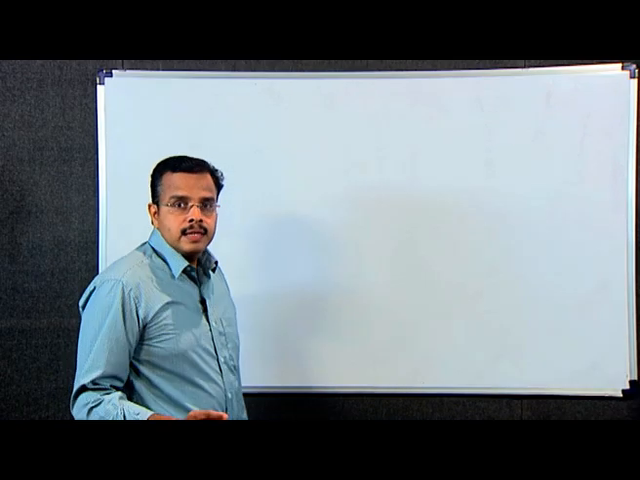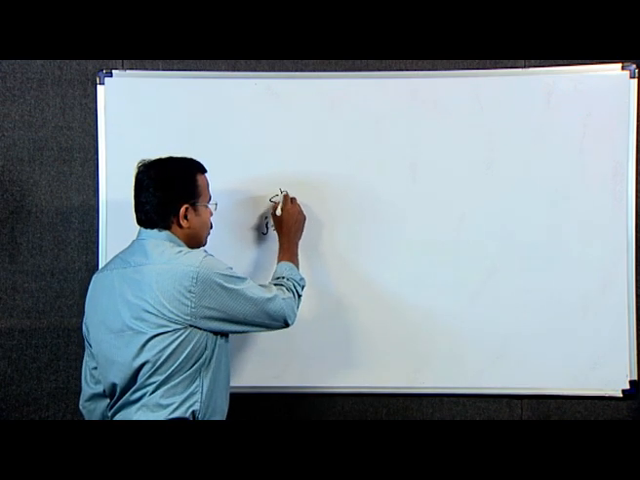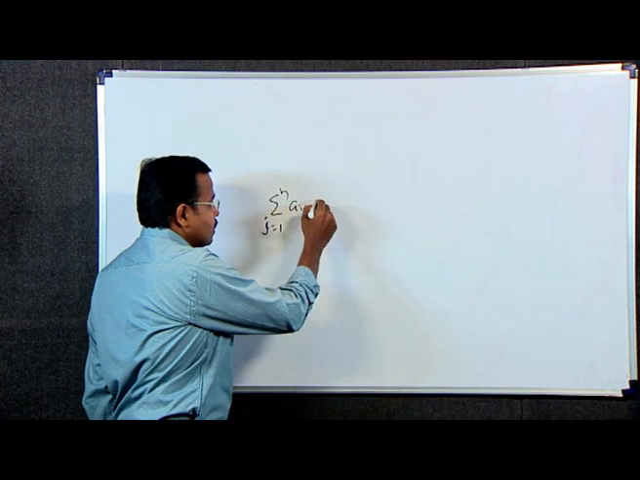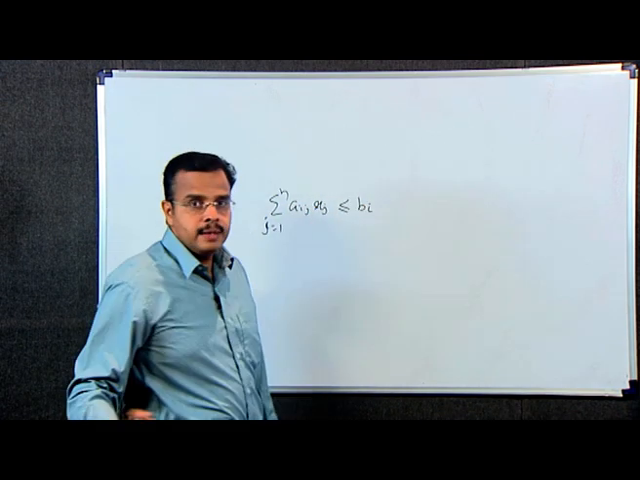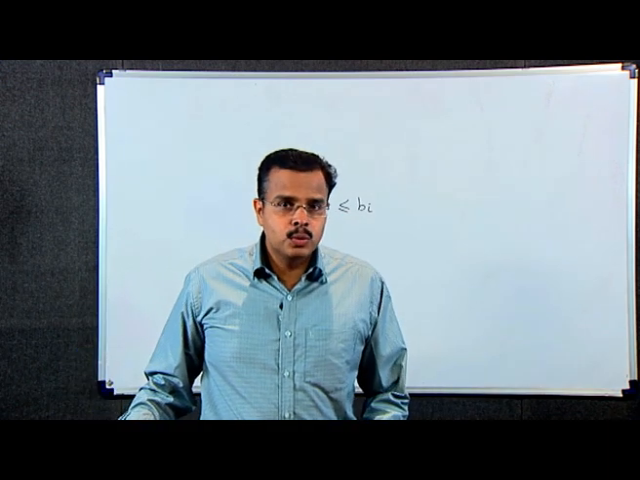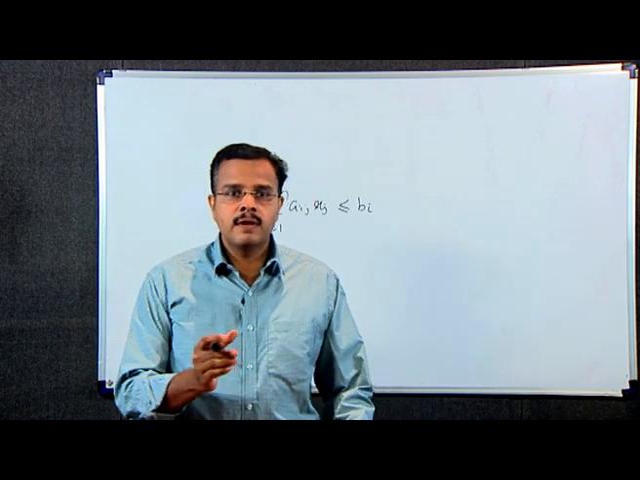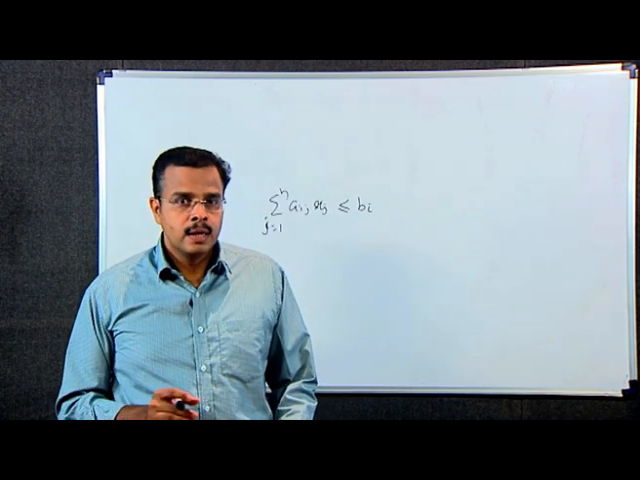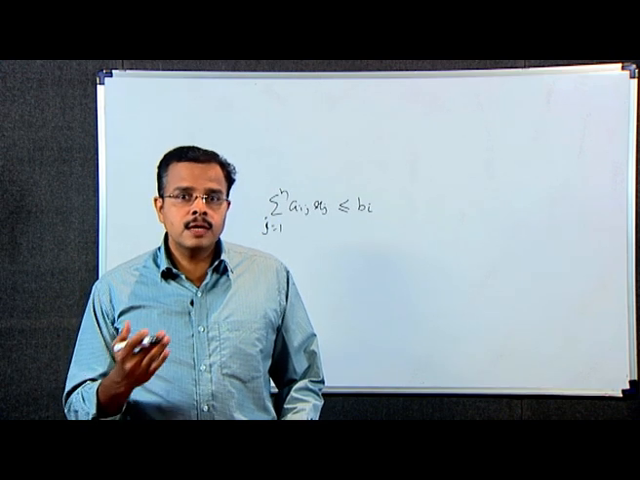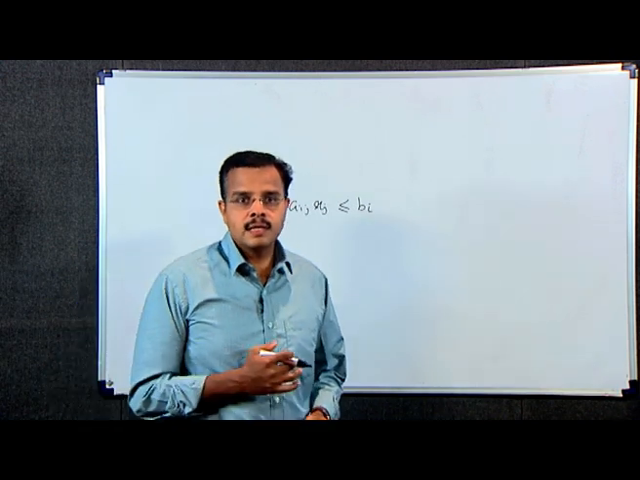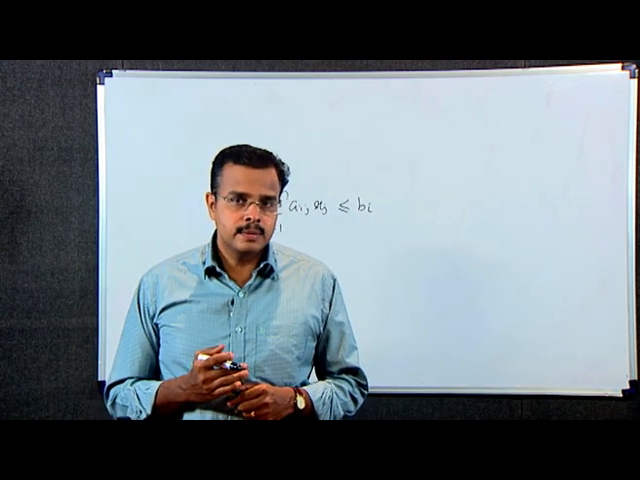A linear constraint of the form summation j from 1 to n a_ij x_j less than or equal to b_i can be converted into an equality by adding a new non-negative variable to the left hand side of the inequality. Such a variable carries a numerical value which is the difference between the right and left hand side of the inequality and is known as a slack variable.